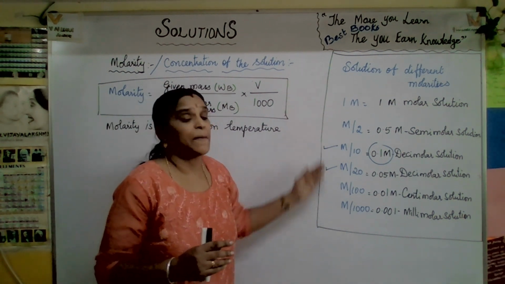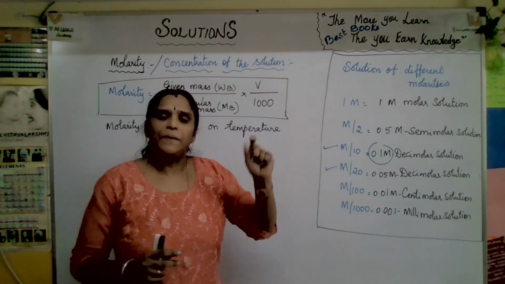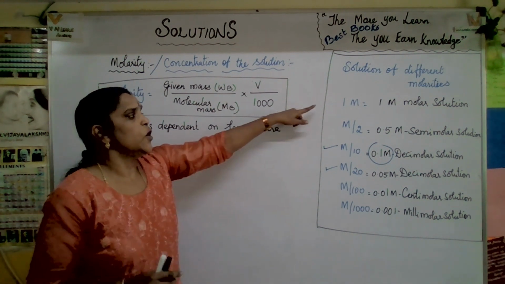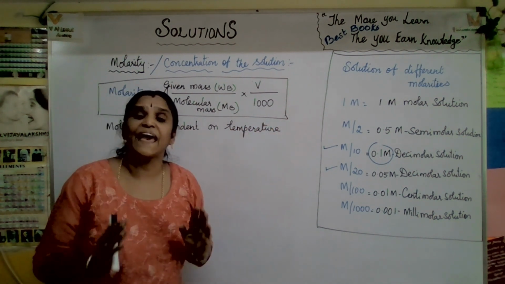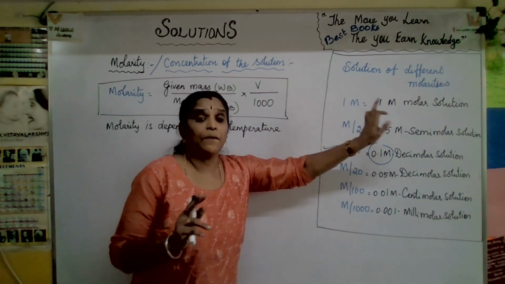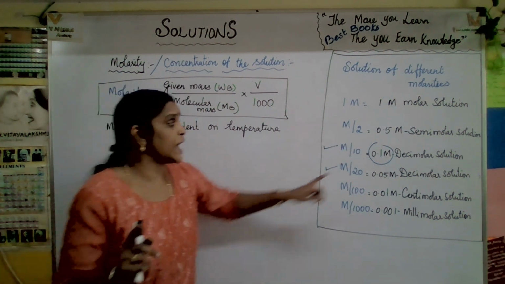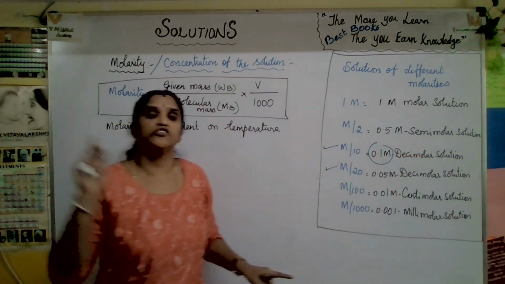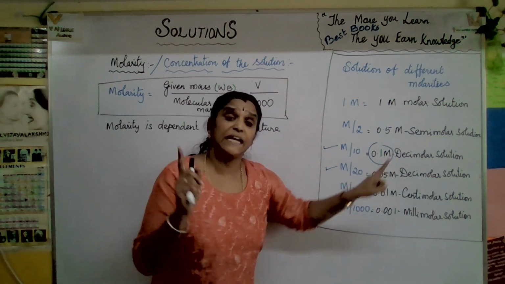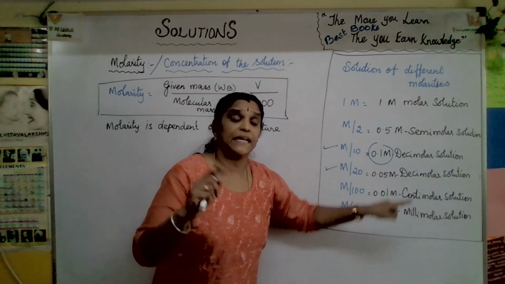Now there are some expressions that are easy to identify. I have given a simple way. If you want, you can take a screenshot or note it down, that will always help you. 1 M is the expression of the strength of the solution: 1 M equals a 1 molar solution. M by 2 equals 0.5 M, a semi-molar solution. M by 10 is 0.1 M, decimolar solution. M by 20 is 0.05 M.